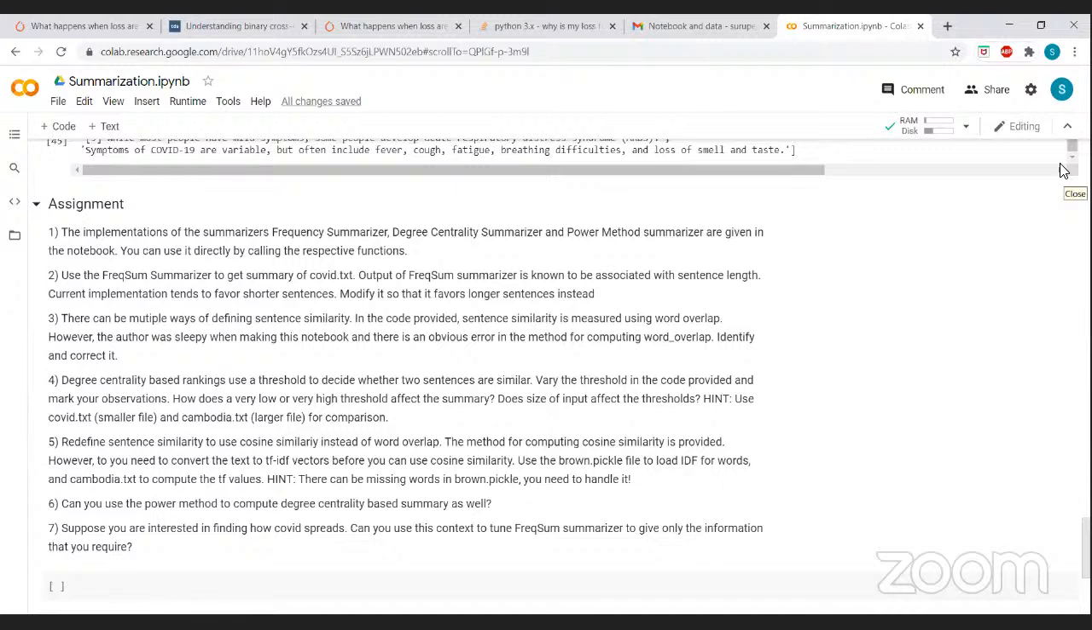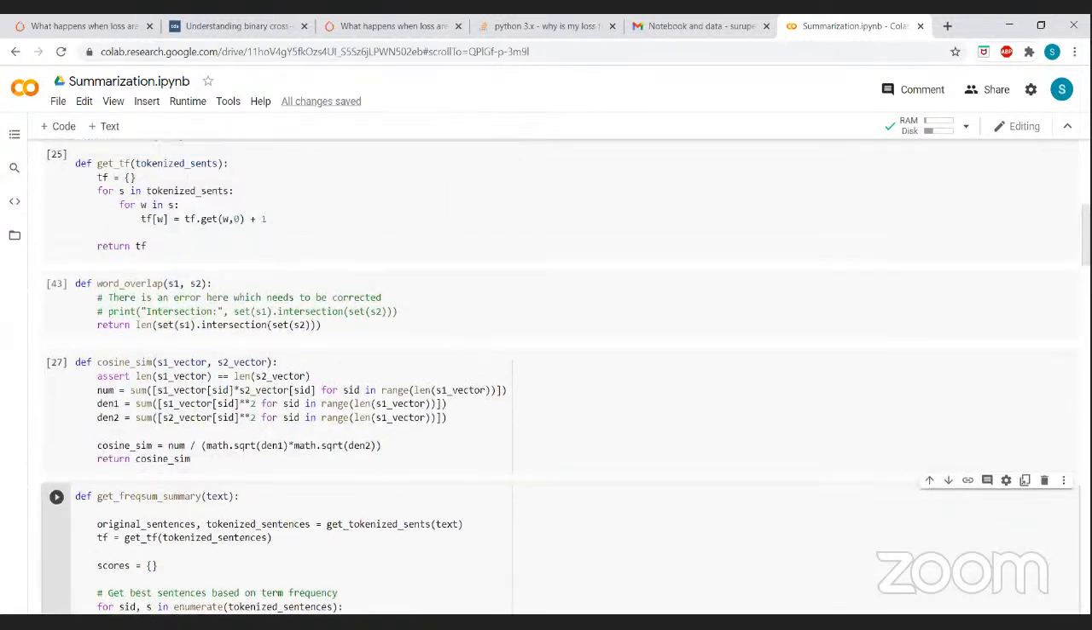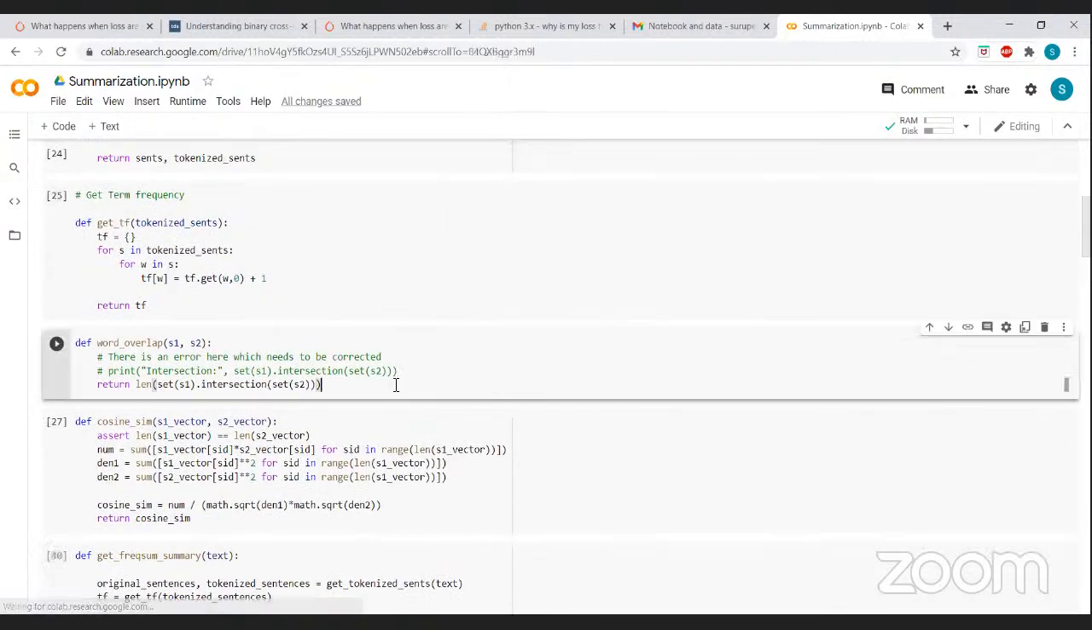Okay, how about the third question? Was anybody able to figure out why the word overlap method is wrong? What is the error in there? This is a simple one-line method, right? And the error is not very easy to spot. Anybody wants to attempt that?